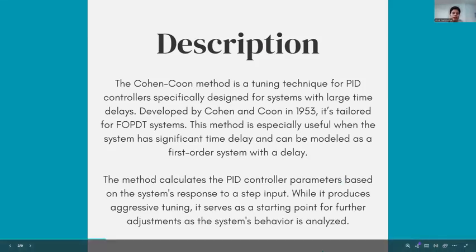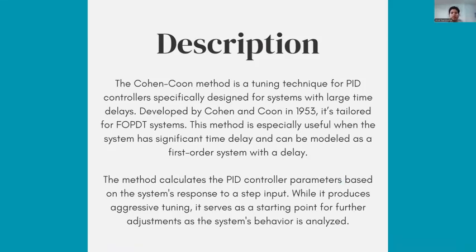To start, the Cohen-Coon method is specifically tailored for first order plus dead time systems, or FOPDT systems. These are systems where the dynamic behavior can be approximated by a first order response combined with a measurable delay. The key goal of this method is to determine the optimal proportional, integral and derivative parameters for a PID controller using the system's step response data.